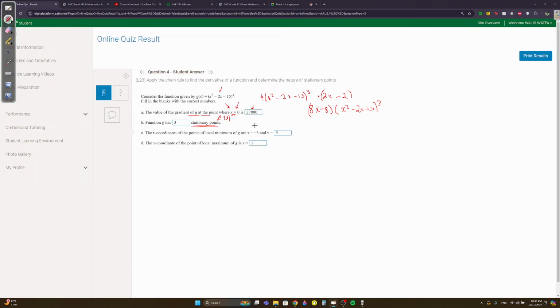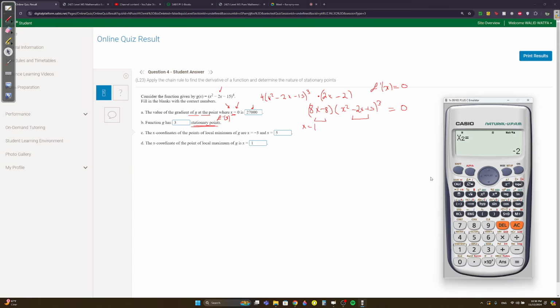And since we're saying stationary points, what do we have to do? f prime of x is equal to 0. So I'm going to equate it to 0. This derivative equal to 0. That means either this equals 0 or either this equals 0. 8x minus 8 equals 0 gets you one solution, which is x equals 1. This x squared minus 2x minus 15 equals 0. You ignore the cube. We don't care about that. It's going to get you two solutions, and it's actually 1 minus 2 minus 15. You can get x equals 5, x equals minus 3.